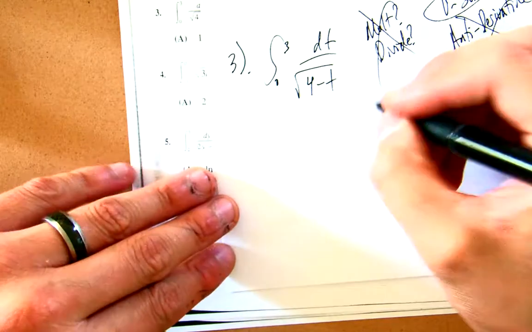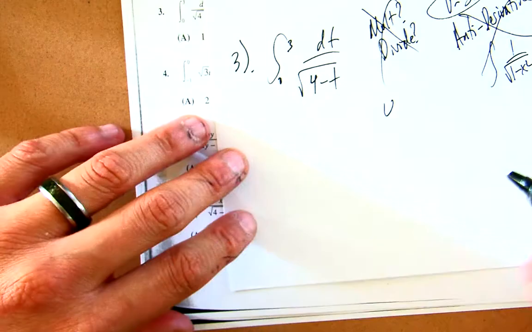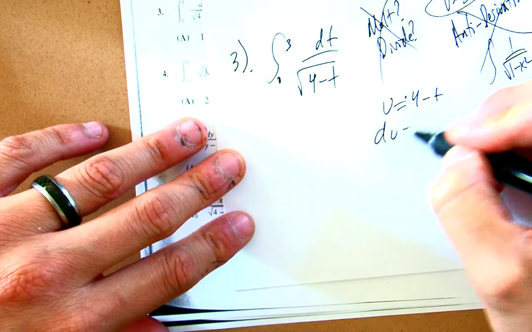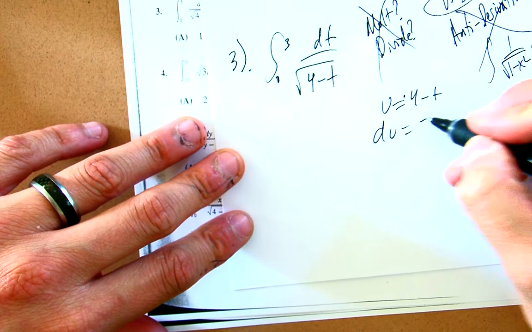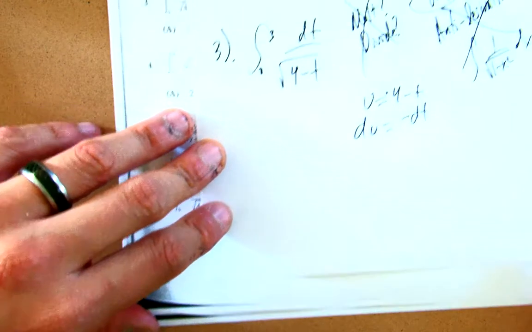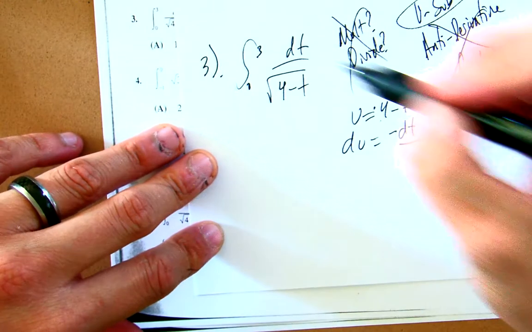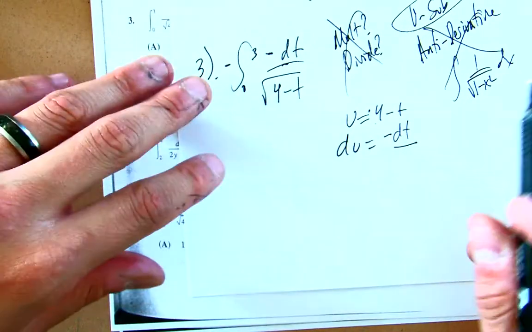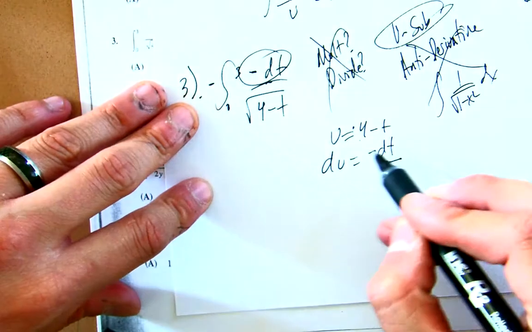So we're going to let u be the inside. And you should know what the inside is. It is 4 minus t. So what is du? The derivative of 4 is 0, so it's negative dt. And we're going to substitute in what we have. Clearly we have dt. It needs a negative, which means a negative goes on the outside. So negative dt is just du.